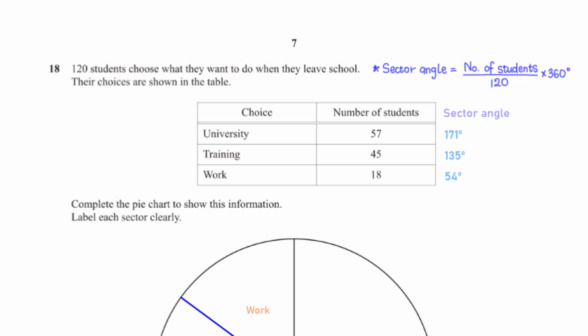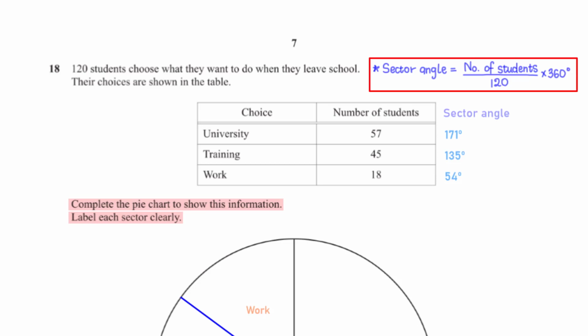120 students choose what they want to do when they leave school. Their choices are shown in the table. Complete the pie chart to show this information. Label each sector clearly. Here is the formula to calculate the sector angle for each category.